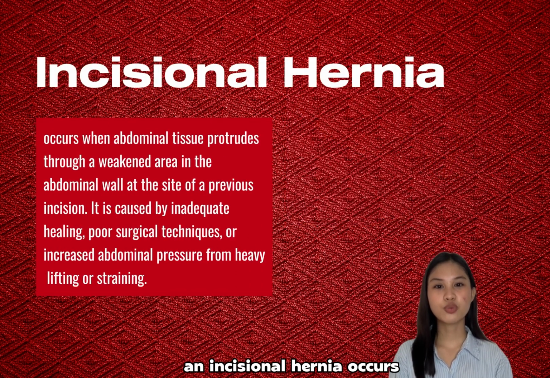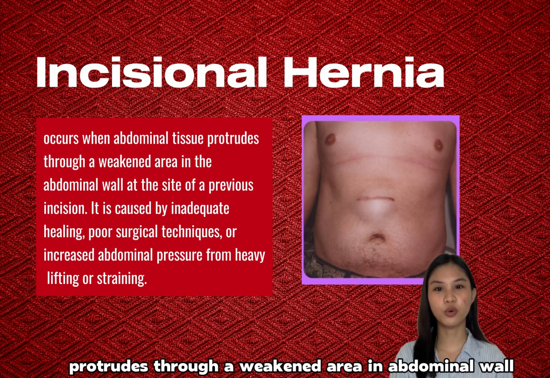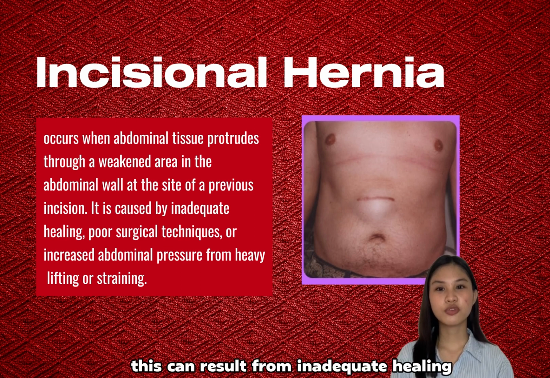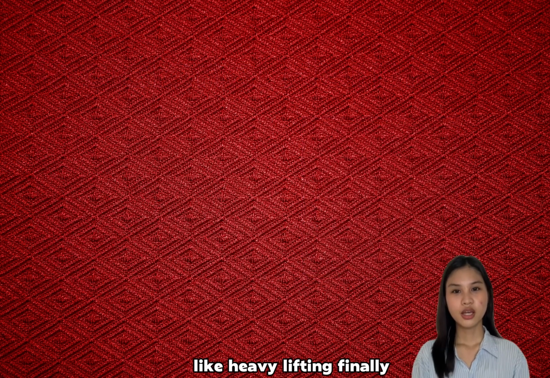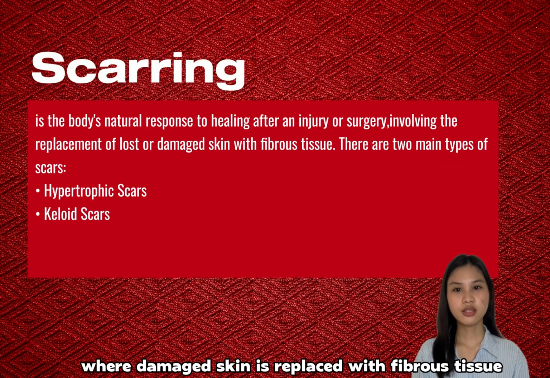An incisional hernia occurs when abdominal tissue protrudes through a weakened area in the abdominal wall at the site of a previous incision. This can result from inadequate healing, poor surgical techniques, or increased abdominal pressure from activities like heavy lifting. Finally, scarring is the body's natural response to healing, where damaged skin is replaced with fibrous tissue.